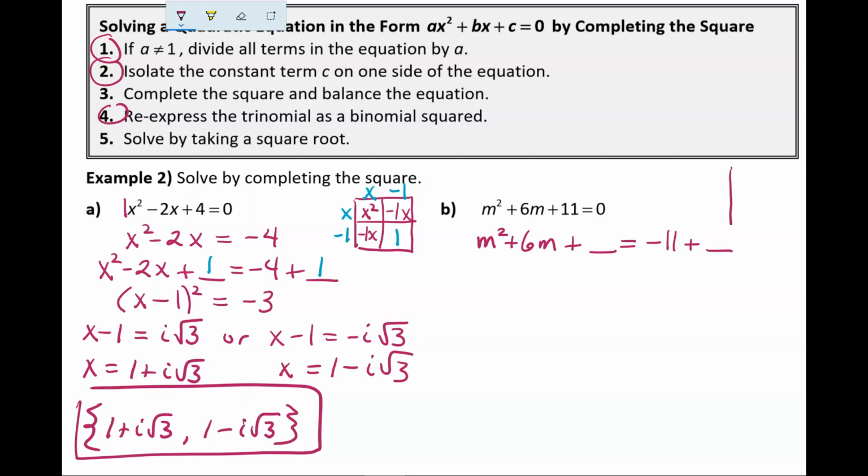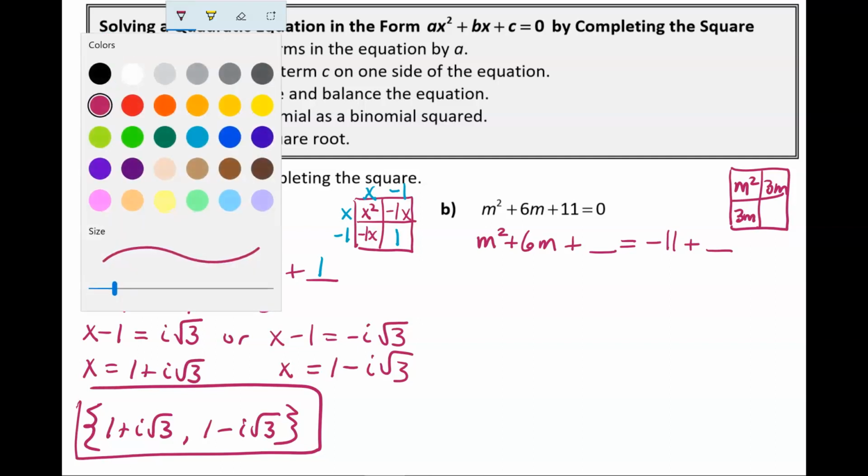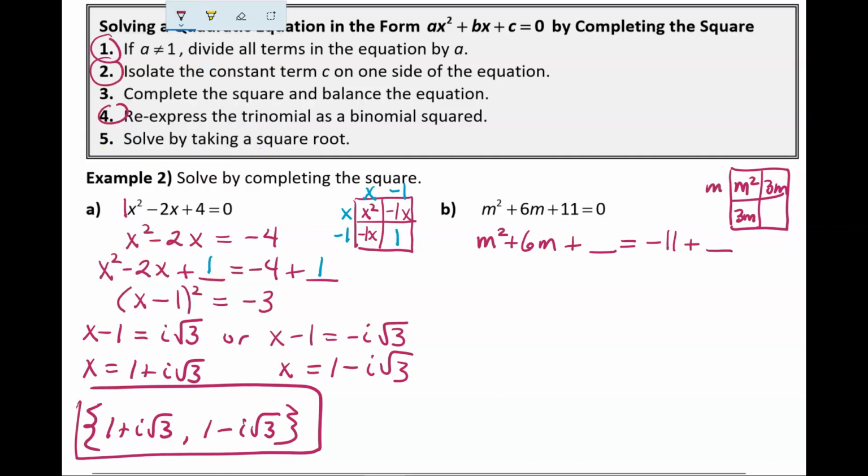Then I'm going to go ahead and complete that square using a box. So I've got m squared in the upper left box. Divide that 6m into 2 equal pieces. That's 3m and 3m. When we construct the factors, that's going to be m and m for the first terms of each binomial, and 3 and 3 for the second terms of each binomial. Completing the square, there's a 9 in that last box. That's what we're going to add in each plus blank.